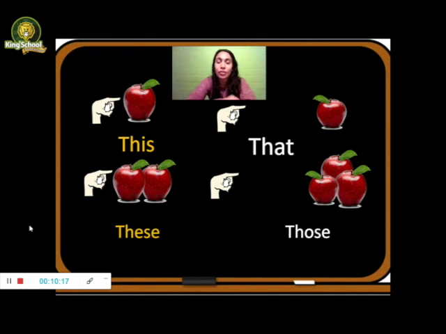Okay, in other words, we use this for objects that are near to me, yeah? For example, this is an apple, and this is singular, and the plural form is these. And when the object is far from me, we use that, and the plural form of that is those, okay?